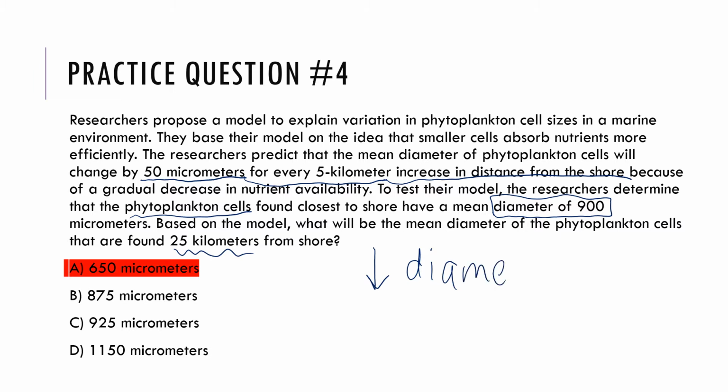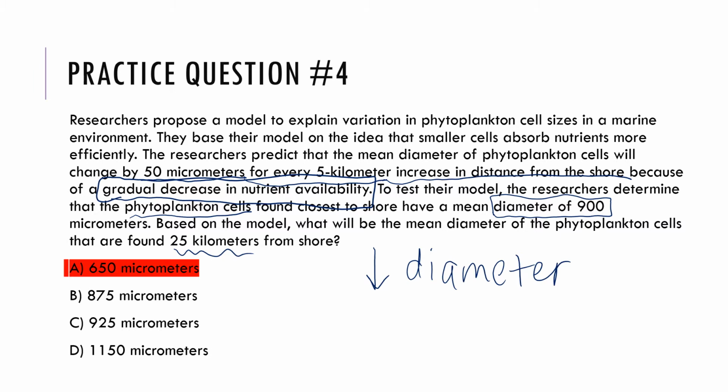If this is based on nutrient availability, and there's going to be a gradual decrease in nutrient availability, our cells are going to have to get smaller. If they have fewer nutrients, they are going to necessarily need a smaller cell to feed. If you have a big cell and not as many nutrients, you're going to get a lot of issues with competition, and if you don't outcompete all the other cells, you're going to starve.